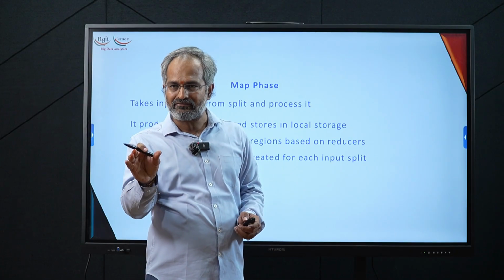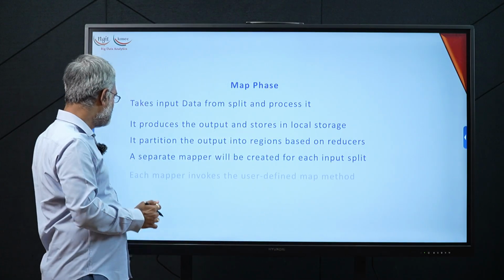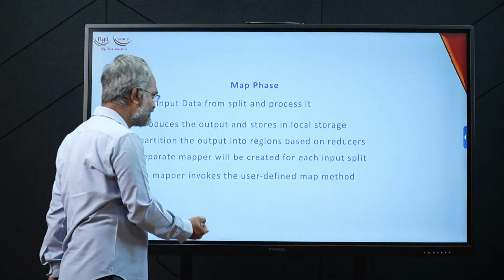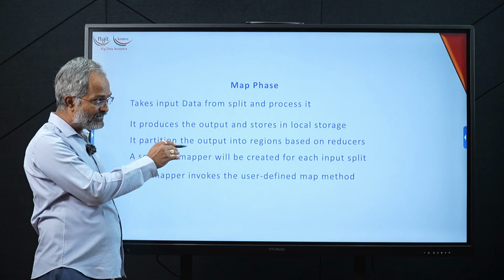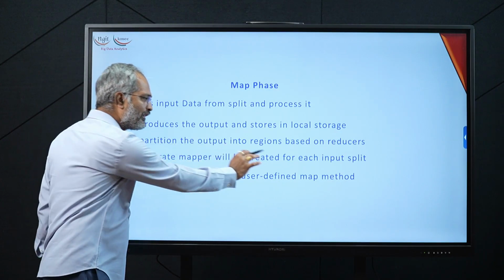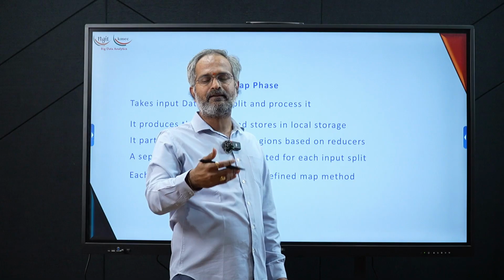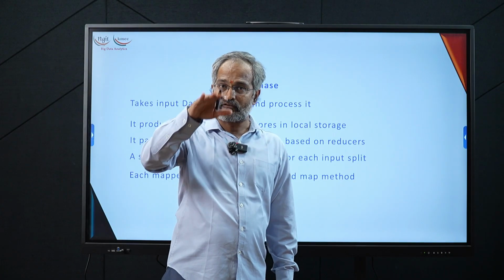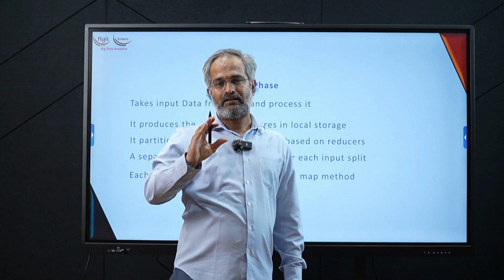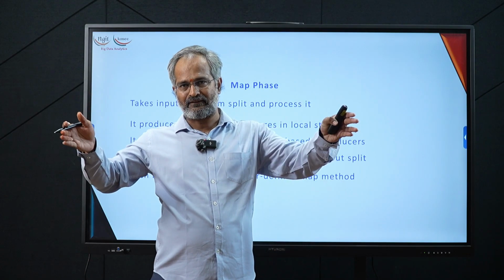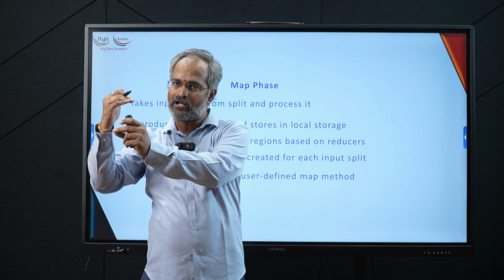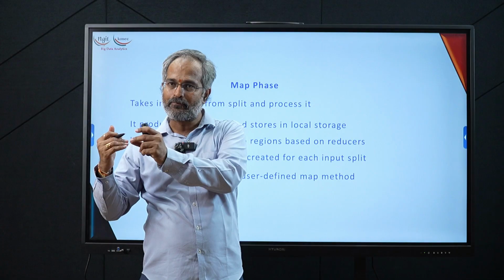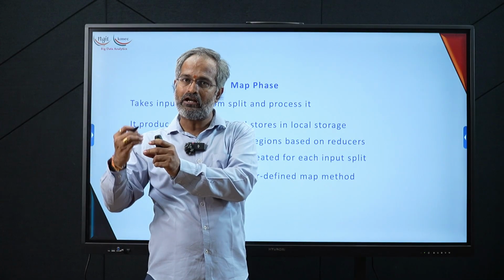For every part of the data, a mapper will be created, and each mapper invokes a user defined map method. Please remember this: the mapper will call the map method. How many times it will call the map method depends upon the number of rows in that particular split. The data is divided into splits and each split has a number of rows or records. Those many times the map method will be called by the mapper.